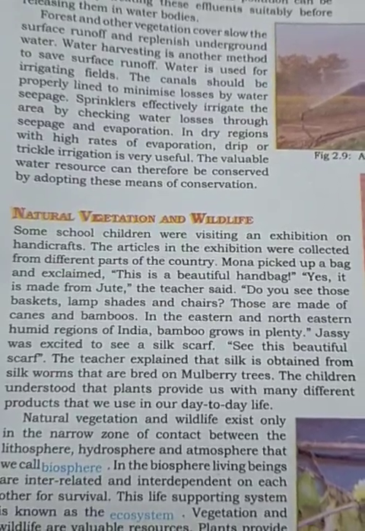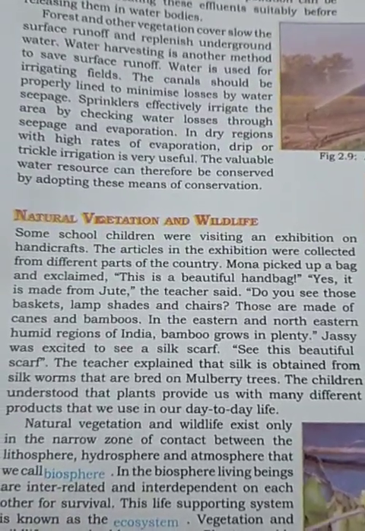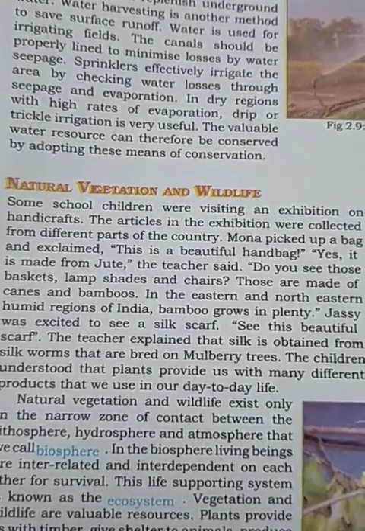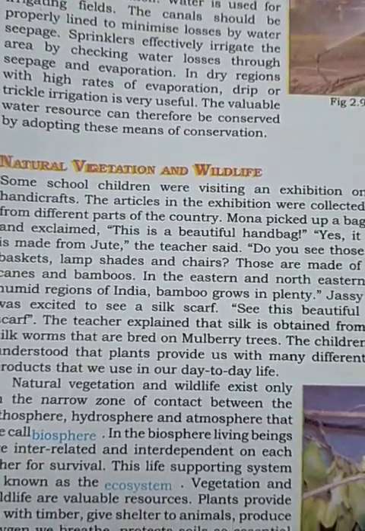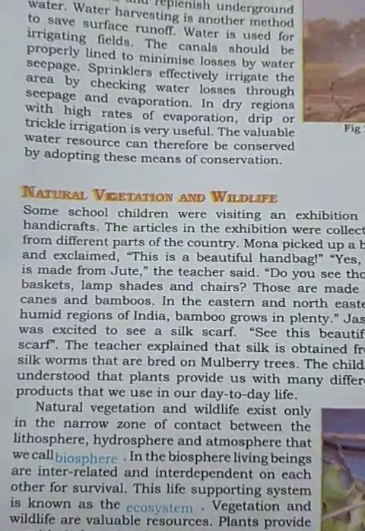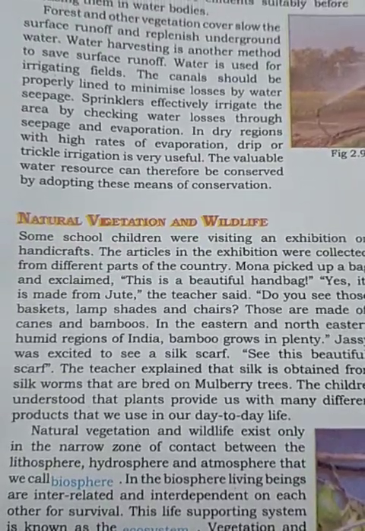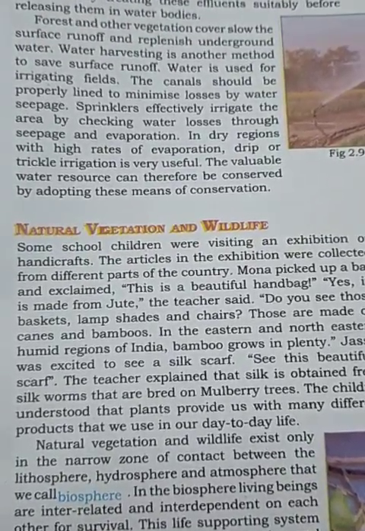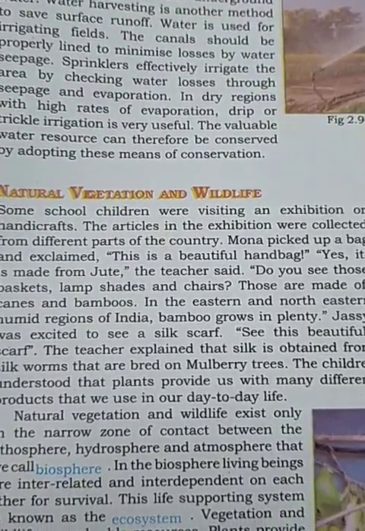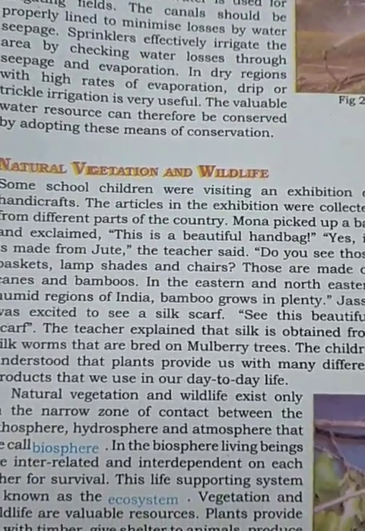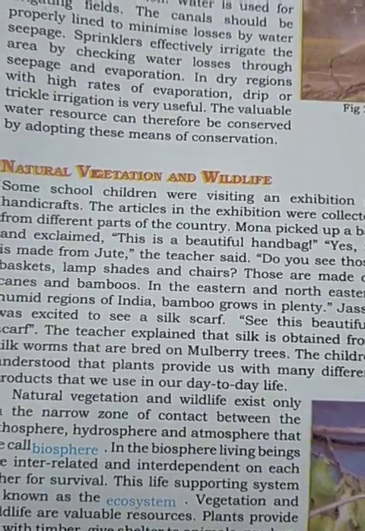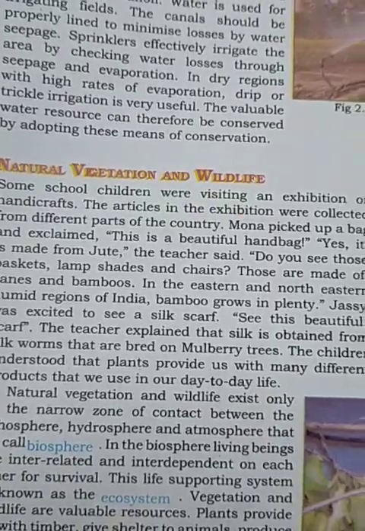Now, natural vegetation and wildlife. How do we deal with natural vegetation and wildlife? Remember, our forest and wildlife exist only because of the synchronization between land, that is lithosphere, water, that is hydrosphere, and air, that is atmosphere. Only when these three are in proper sync will wildlife and vegetation be there. This is what we call the ecosystem: synchronization between land, water, air, and all the living things.